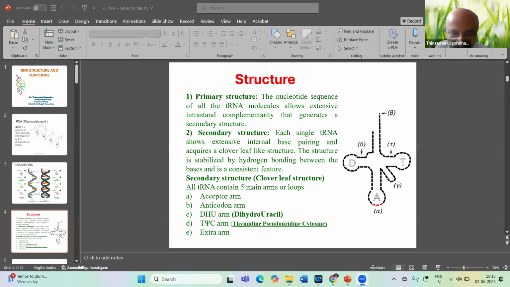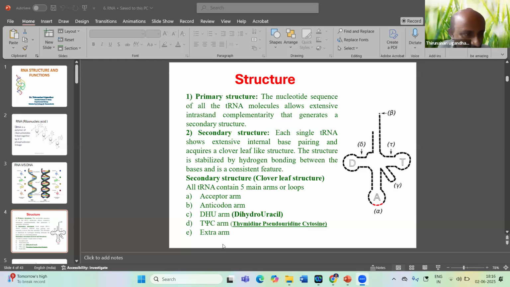The secondary structure, the clover leaf structure, in all tRNA contains 5 main arms or loops. The tRNA has 5 arms: the acceptor arm, the anticodon arm, the DHU arm, which has dihydrouracil, then the T psi C arm, meaning thymine, pseudouridine, cytosine, and also an extra arm.